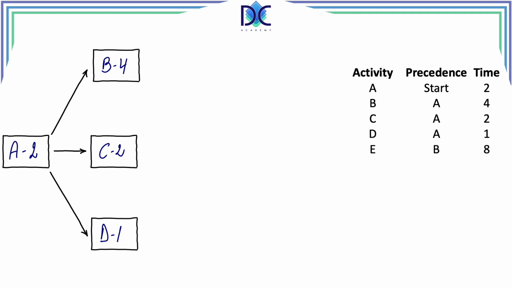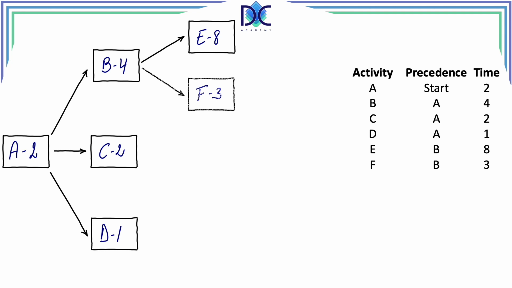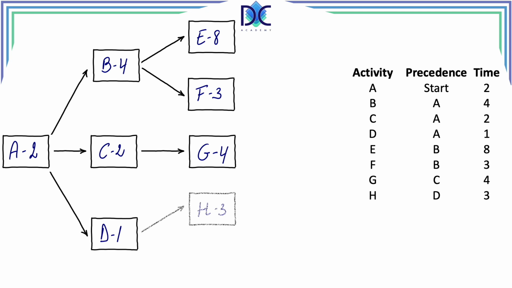Now we have activity E. Activity E is after B and has a duration of 8 periods. Now we continue with F. F also has B as a predecessor and a duration of 3 periods. We have activity G with predecessor C and a duration of 4 periods. Then we have activity H with predecessor D and 3 periods. And here we have also activity J with a predecessor D and 7 periods.